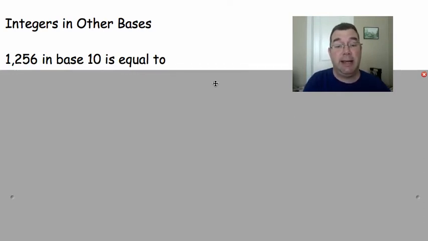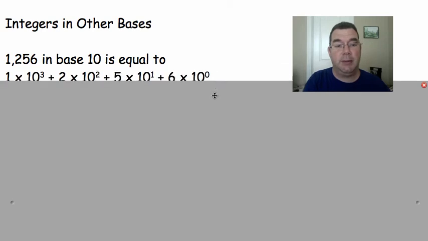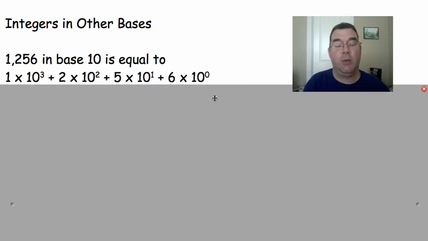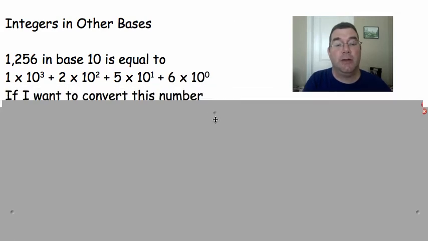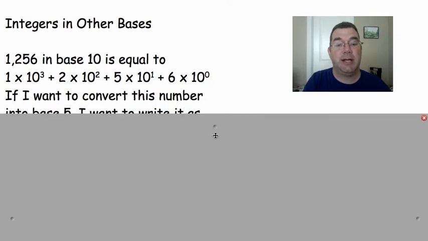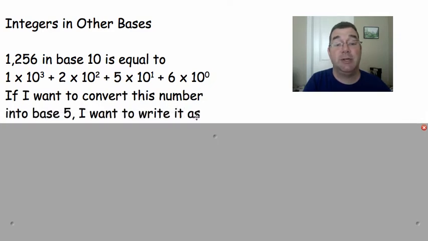To be in base 10, going back to elementary school, you know you had a ones place, a tens place, hundreds place, thousands place. Then you learned about exponents, and we could talk about them as 10 to the 3, 10 to the 2, 10 to the 1, and 10 to the 0. So a number like 1,256 base 10 is 1 times 10 to the third, 2 times 10 to the second, 5 times 10 to the 1, and 6 times 10 to the 0.